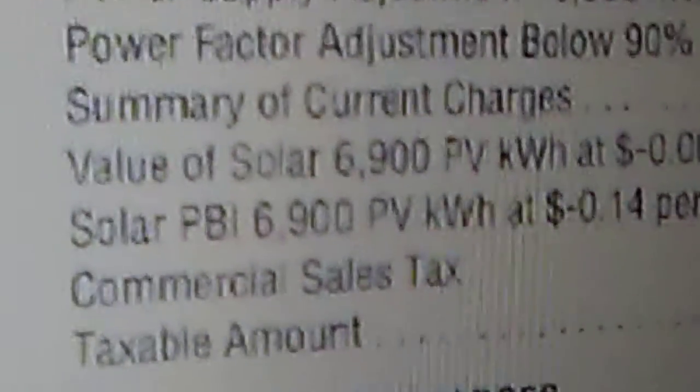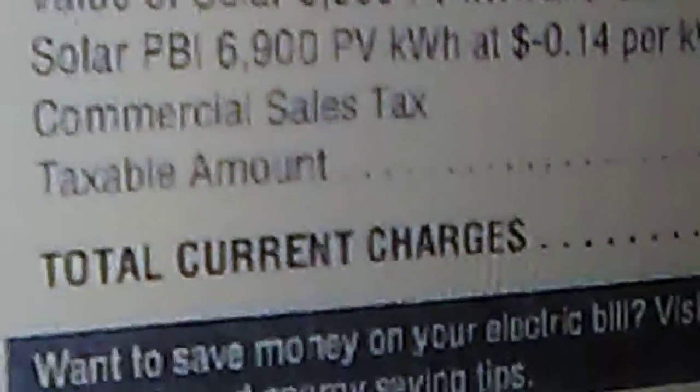You can see these lines all add up together, and they end up with a summary of current charges of $7,497.91. Now, the third number you see on the bill is called total generation in kilowatt hours. If you have a solar power system, that number will appear. In the case of this church, it's 6,900 kilowatt hours.